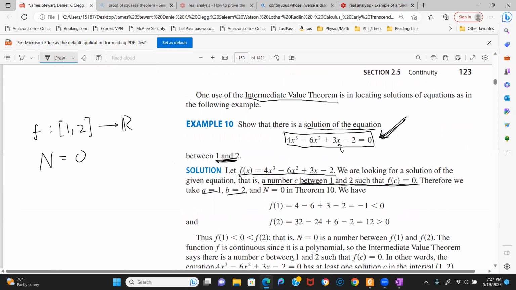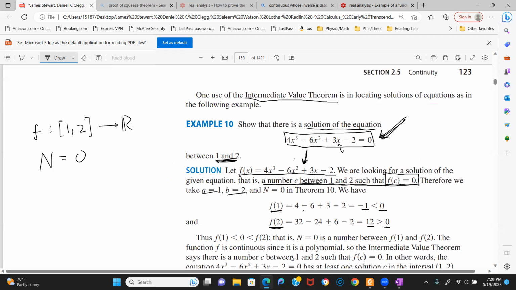We want 0 to be the output of the function at some point c. Well, how do we do this then? We need to show that when we evaluate f at 1 and then f at 2, 0 is between them. If you evaluate f at 1, you plug 1 into this function here, you get 4 minus 6 plus 3 minus 2, which is -1, and that's definitely less than 0. And if you plug 2 into this function right here, you get 32 minus 24 plus 6 minus 2, which is 12, and that's definitely bigger than 0.